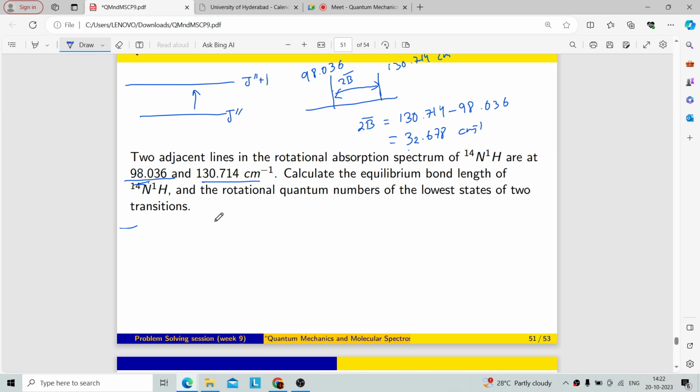In previous questions we calculated the energy difference between these two lines. So this delta F will be F of J double prime plus 1 minus F of J double prime. This will be of the form 2B bar times J double prime plus 1, where this J double prime is the lower value.